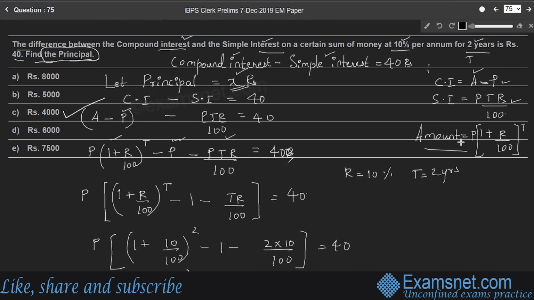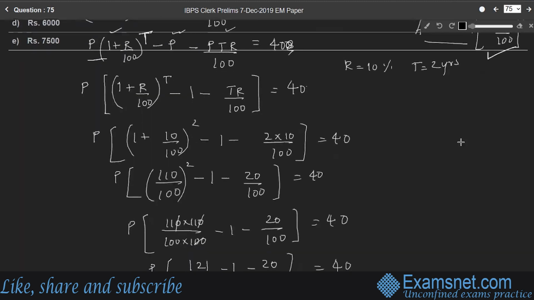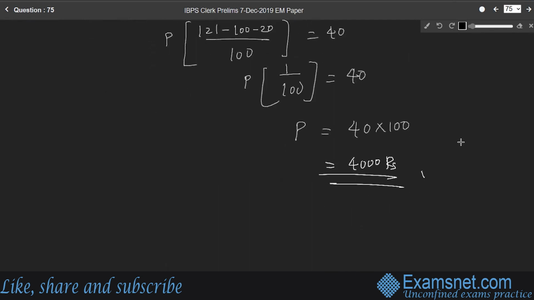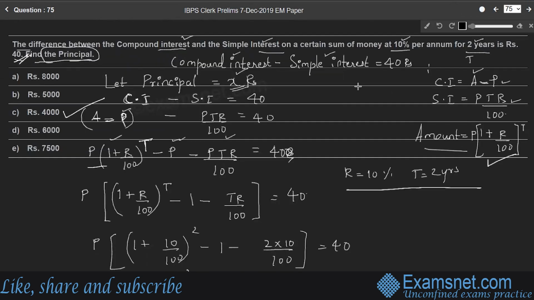So by taking CI minus SI, compound interest minus simple interest, which is given as 40 rupees, substitute the terms in the formula of compound interest and simple interest. So that is amount minus principal minus PTR by 100. For amount, the formula is P into 1 plus R by 100 to the power of T. By taking principal as common in three terms, and substituting the value of rate and time, we get the value of principal as 4,000 rupees.